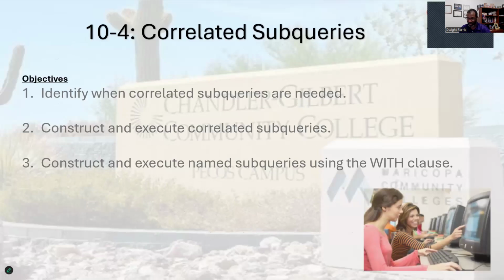One last topic, and this isn't too bad. In my experience, and it was quite extensive, I haven't used a lot of correlated subqueries, but they can be useful. So that's our last topic, correlated subqueries. Identify when correlated subqueries are needed, construct and execute a correlated subquery, and construct and execute named subqueries using the WITH clause.